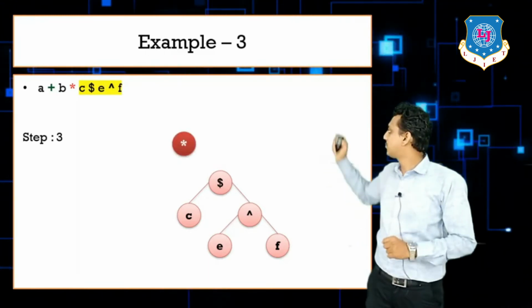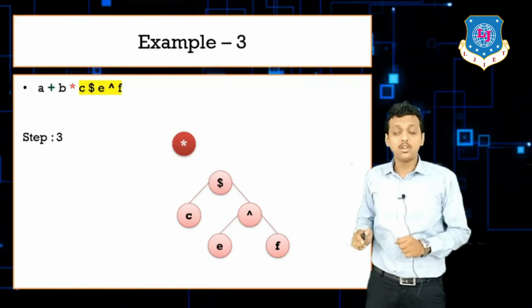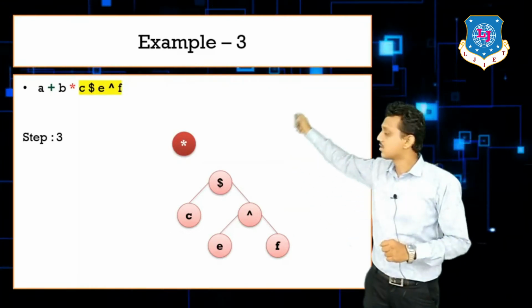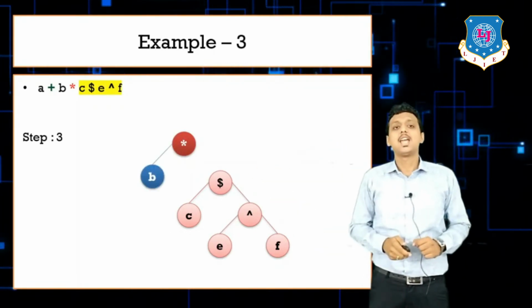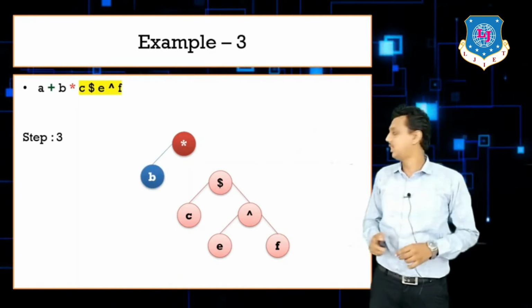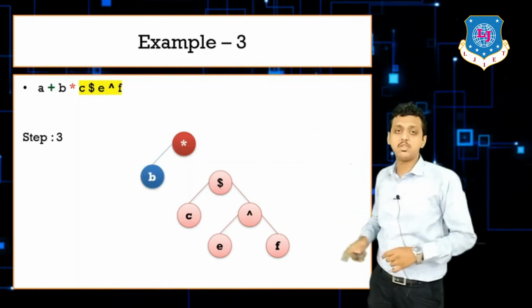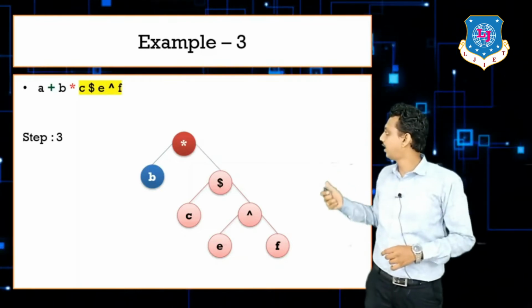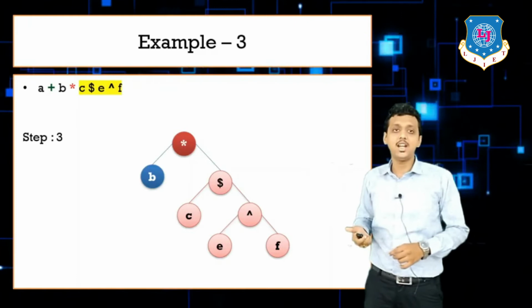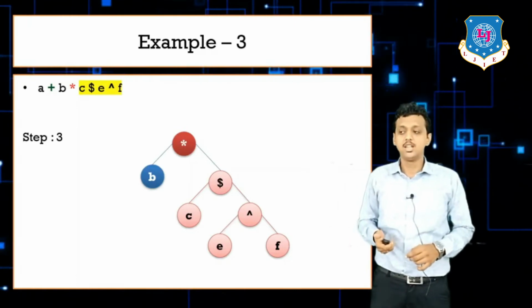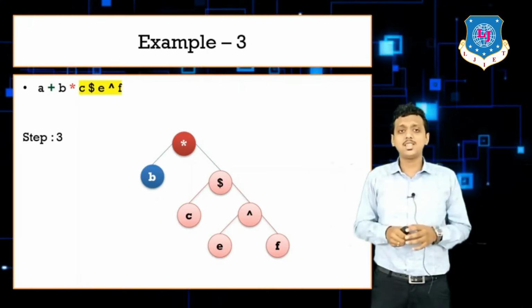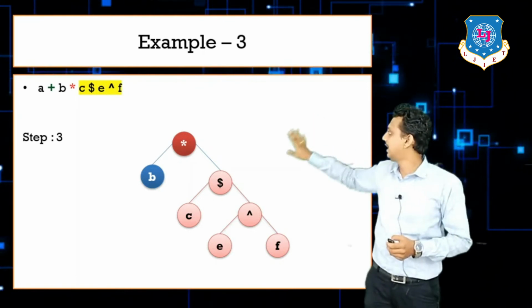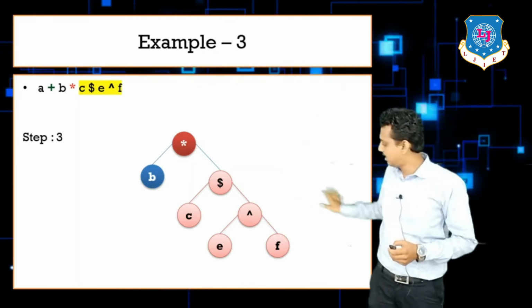On the left side of the star we have B. So B becomes the left side of the star, and on the right side of the star, students, we have this whole term which we have already solved, that is dollar. So that dollar tree is connected with the right side of star. Now students, here we have star, then B, then dollar, and this whole tree.